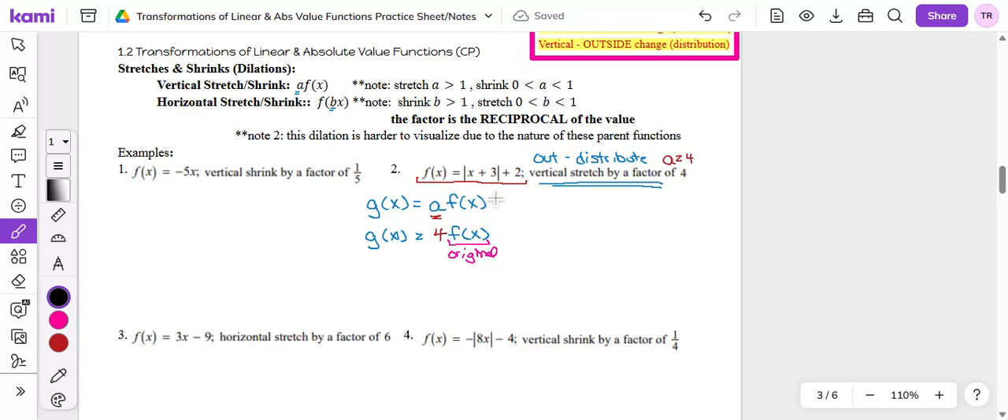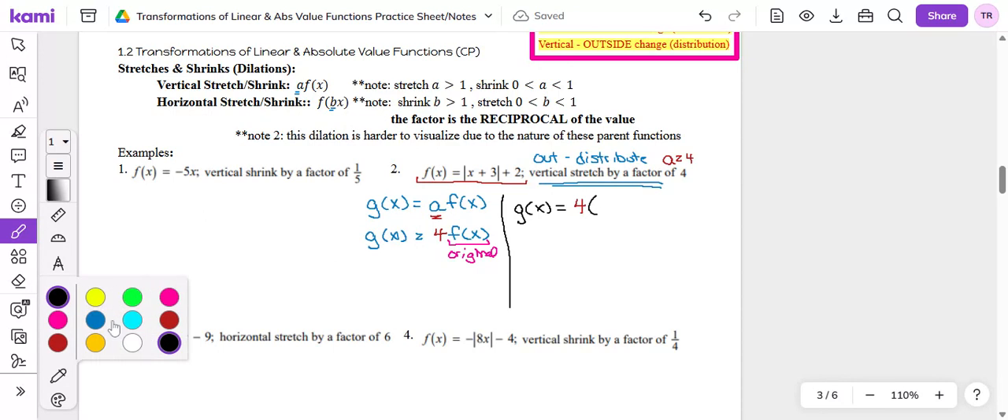Okay, so let's get to it. So g of x is going to equal 4 on the outside. That was my vertical stretch. And then I'm going to multiply it, because it's a distribution, to the original function. Okay, the original function, absolute value of x plus 3, plus 2. Close the parenthesis. So again, I knew it was a factor on the outside because it says vertical stretch. So that tells me I take it and I'm going to distribute. Again, that pink box up here.